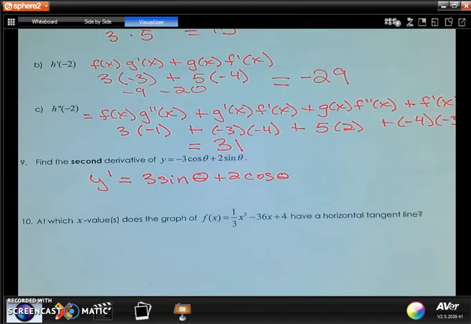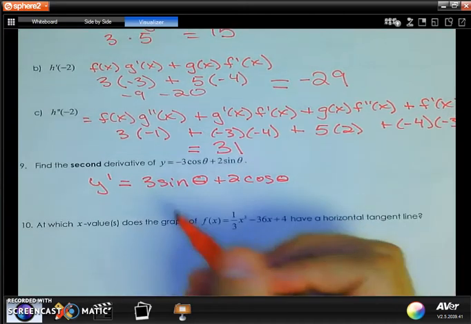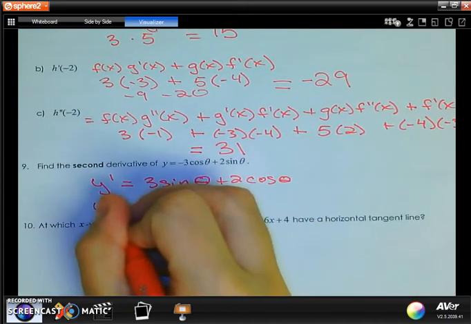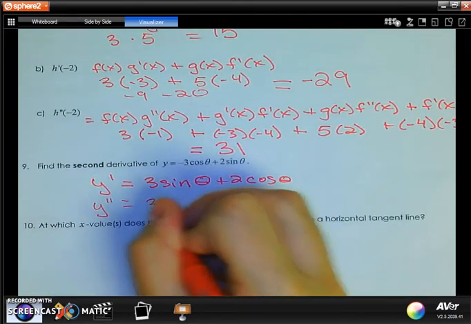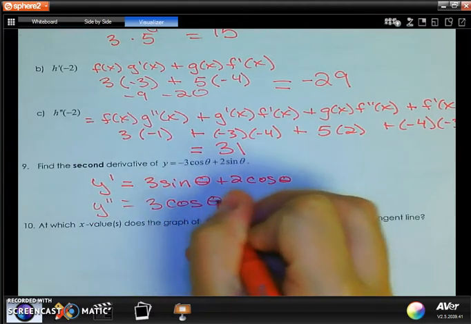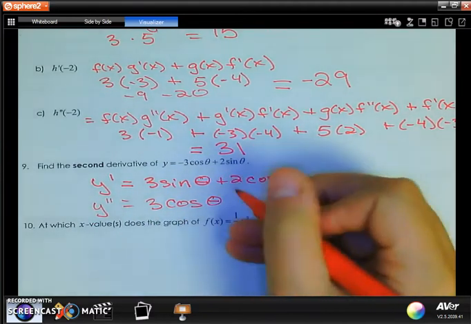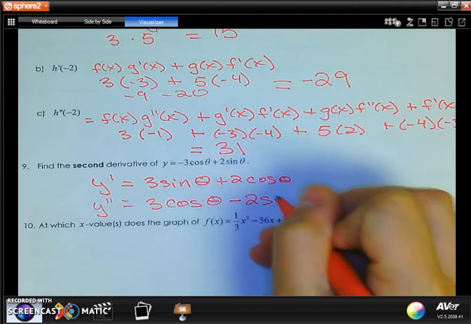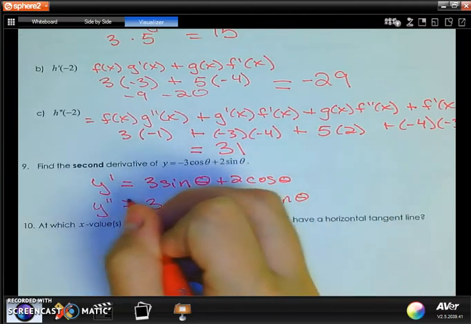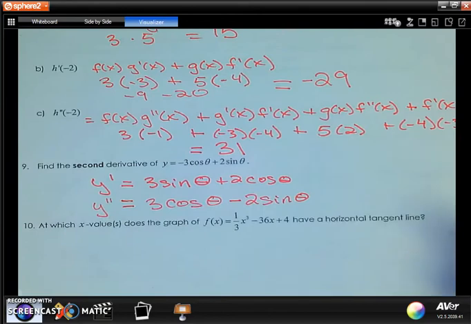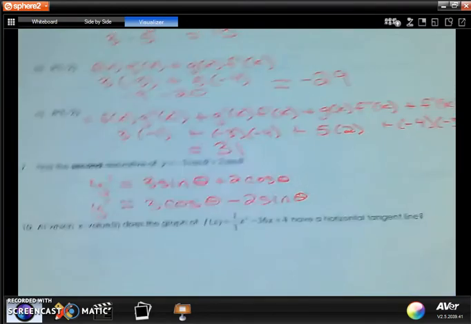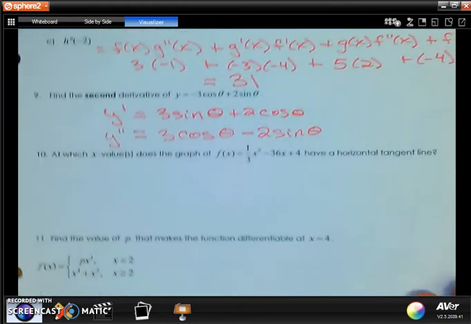And now we are going to take the derivative of that. And so, let's see, the derivative of sine is cos. So it's just going to be 3 cos theta. And the derivative of cos is negative sine, so it'll be -2 sine theta. Notice that there was no chain rule or anything on this because there's no parentheses around this, so you don't have any chain rule there. Let me just scooch this up.